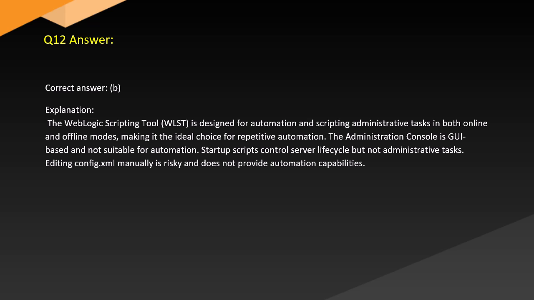Answer. Correct answer: B. Explanation. The WebLogic Scripting Tool is designed for automation and scripting administrative tasks in both online and offline modes, making it the ideal choice for repetitive automation. The administration console is GUI-based and not suitable for automation. Startup scripts control server lifecycle but not administrative tasks. Editing config.xml manually is risky and does not provide automation capabilities.